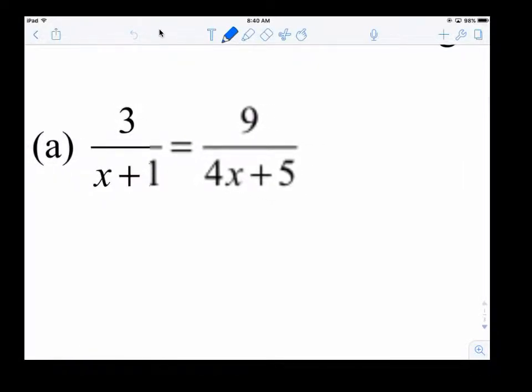All right, so for the first one, what could x not equal? -1 and -5/4. So when I solve the problem, if either of these values shows up as an answer at the bottom, I have to get rid of it. What would our common denominator be?